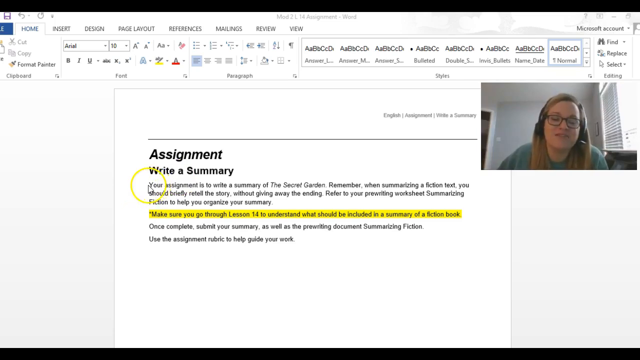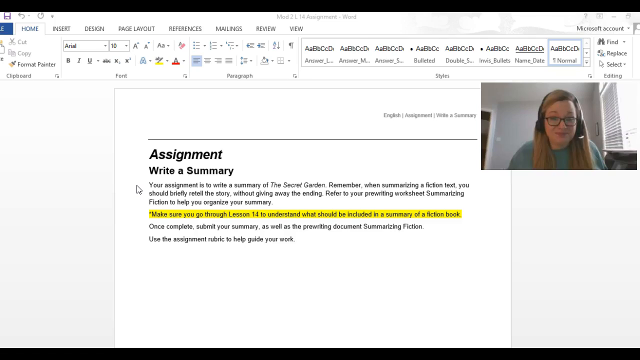All right, so lesson 14. Your assignment is to write a summary of The Secret Garden. Remember, when summarizing a fiction text, you should briefly retell the story without giving away the ending. Refer to your pre-writing worksheet summarizing fiction to help organize your summary. So this is super important, especially because we're going to use this summary in our book review, okay?